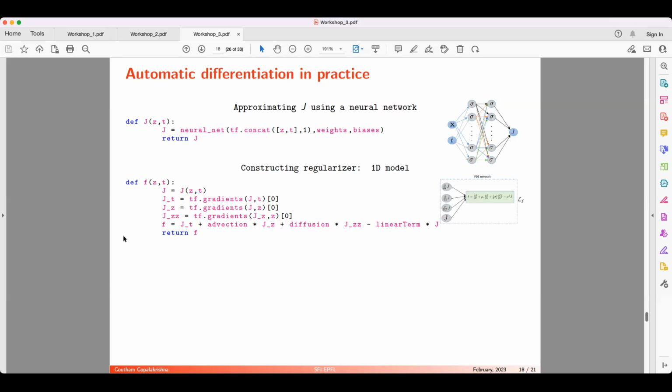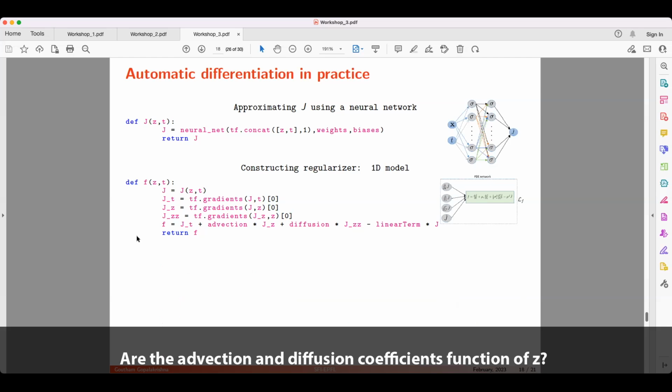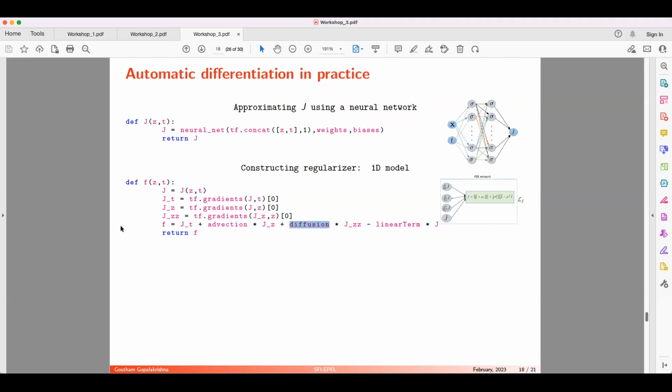Now, this is a simpler one-dimensional model. What do we do when you have a two-dimensional model? These advection and diffusion terms are functions of Z as well. Yes, exactly, that's correct. These are like coefficients, but they're functions.